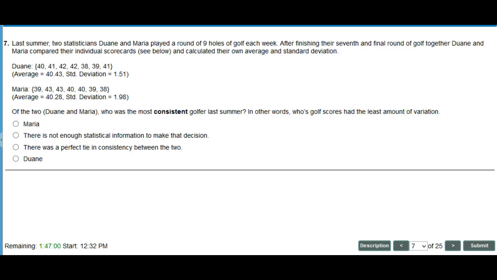1.51. Maria's scores 39, 43, 43, 40, 40, 39, 38. Average 40.28. Standard deviation 1.98. Of the two, Dwayne and Maria, who was the most consistent golfer last summer? In other words, whose golf scores had the least amount of variation? Maria? There was not enough statistical information to make that decision. There was a perfect tie in consistency between the two. Dwayne.